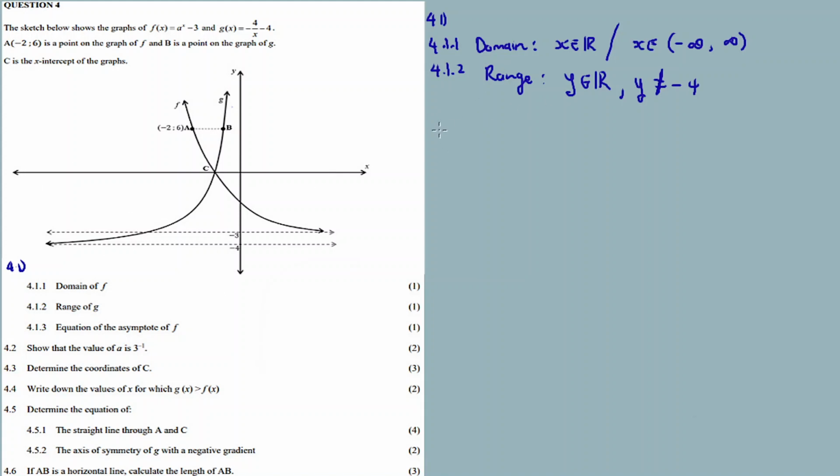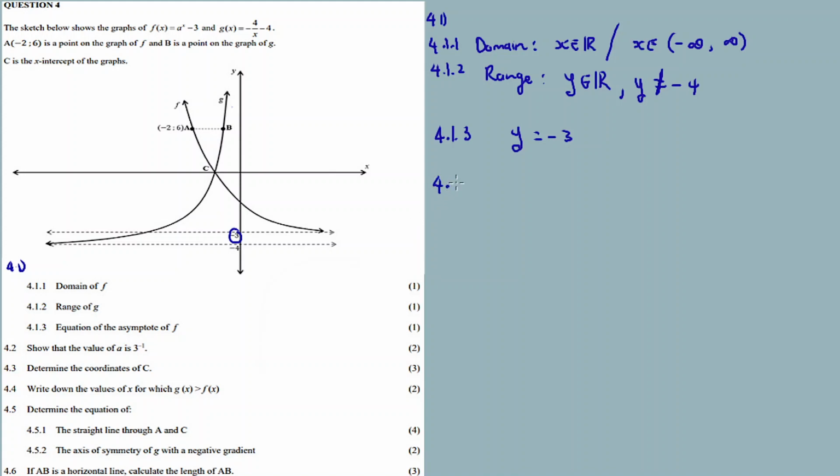Right, 4.1.3, equation of the asymptote of f. Now f is the exponential function, and the asymptote of f was written as negative 3. So the asymptote is y equal to negative 3.